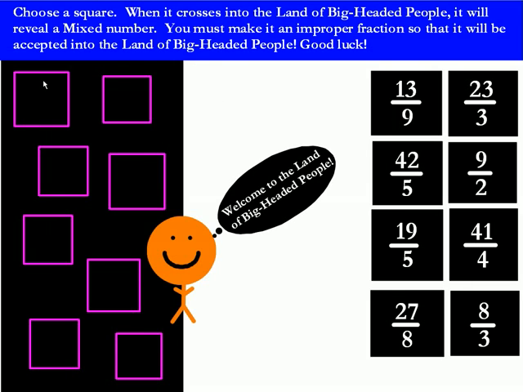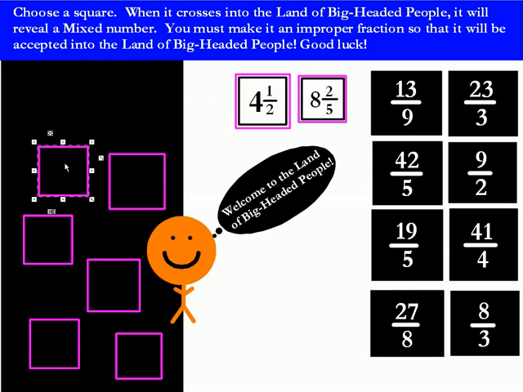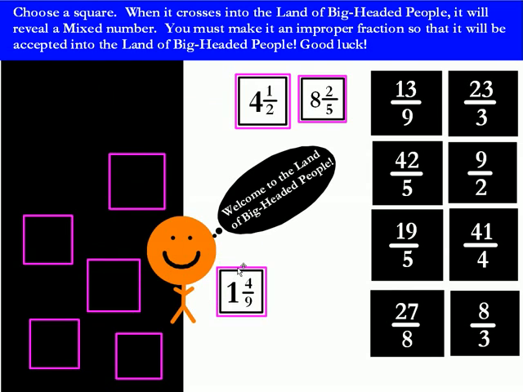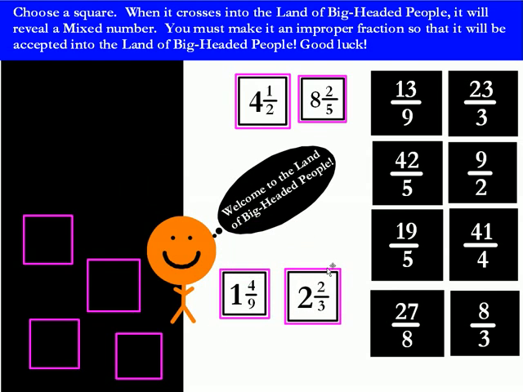Alright, here's a couple of more examples. I'm going to drag one of these squares into the white area. We have 4 1/2. I want you to see where 4 1/2 matches up to. Here's another one. 8 2/5. I have another one here. 1 4/9. And we have 2 2/3. Okay. Do 2 times 4, which is 8. 8 plus 1 is 9. 9 over 2. So I find 9 over 2, and we see that this belongs right there.